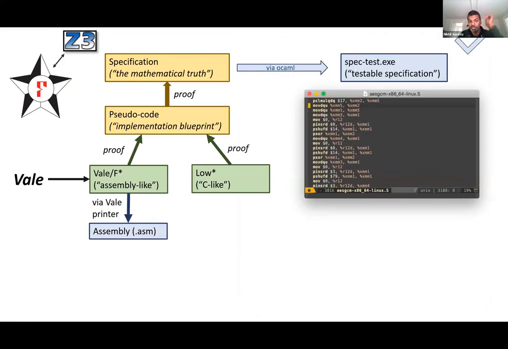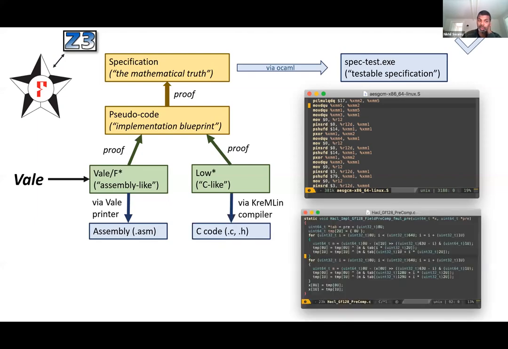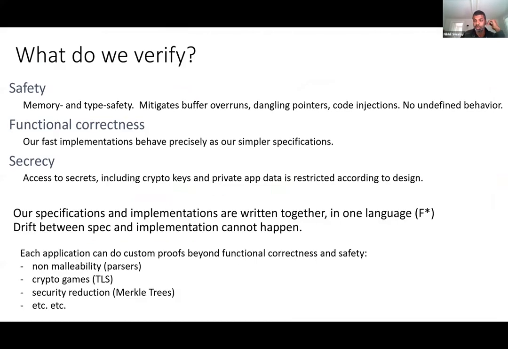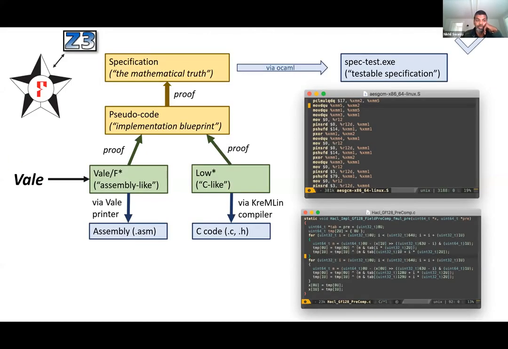But for this assembly code, once you've verified the assembly code in F-star, you can just print the body. There's an F-star program that just takes the computational content of a program, the instructions that it contains, and simply prints it as an assembly file, which can then be compiled, assembled using your favorite assembler. So what do we actually verify?